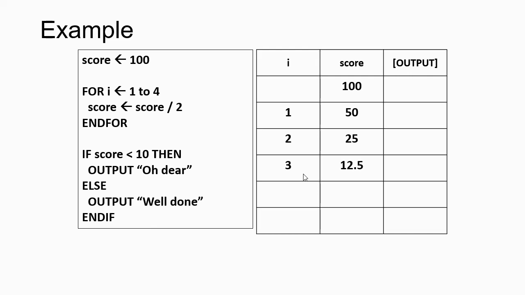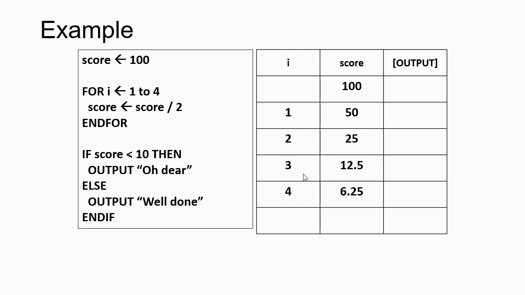And then we hit end for, and you can probably guess what's coming next. We need to jump back up. I is going from 1 to 4. So far we've done 1 to 3, so that needs to change to 4. This is going to be our last iteration. And then score equals score divided by 2. So if we look from the bottom of the table upwards, score is currently 12.5. Divide that by 2, gives us 6.25, and that gets stored in the score variable again. Okay, then we hit end for.